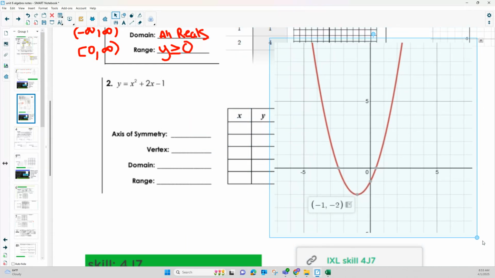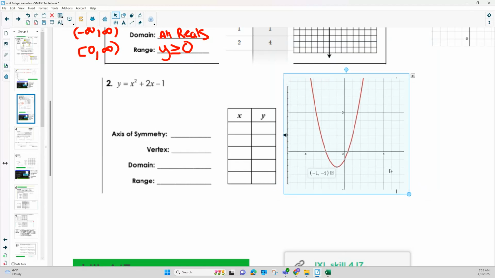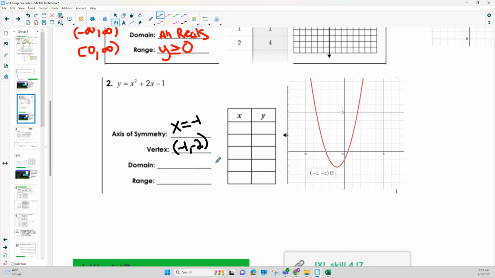All right, let's start labeling all the characteristics of this graph. So the vertex is -1, -2, making the axis of symmetry the equation x equals -1. All right, the domain for all quadratics is going to be all reals. And if we want to write all reals in interval notation, we're going to do -infinity to +infinity.